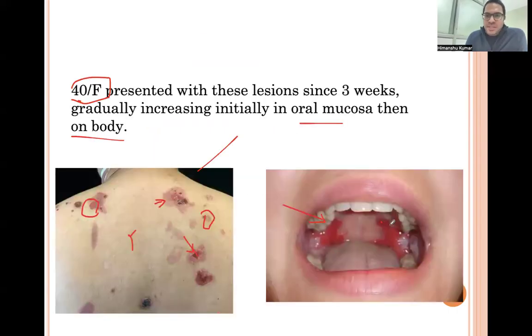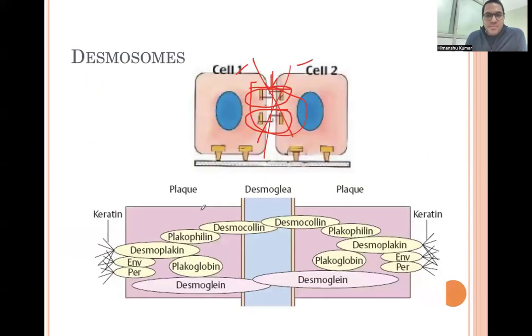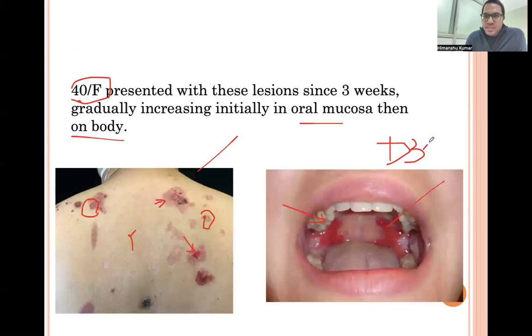So for example, this patient has oral mucosa involvement. So this is DSG3. And then, oral mucosa is DSG1, and then skin is DSG3.